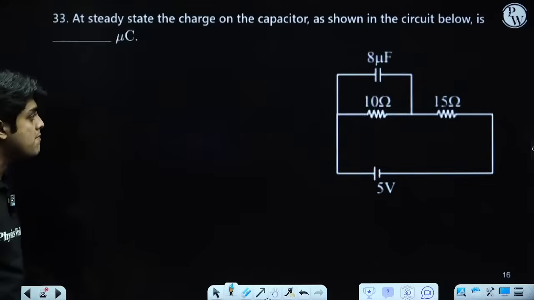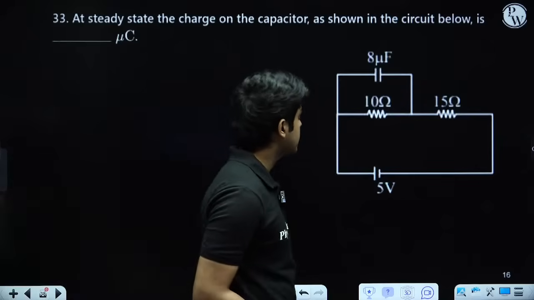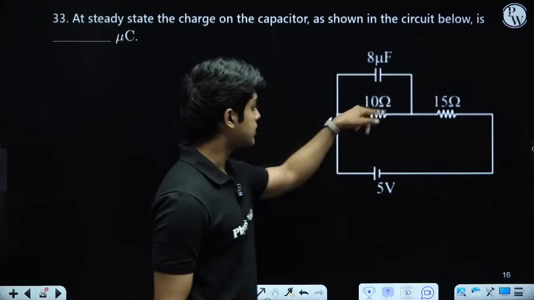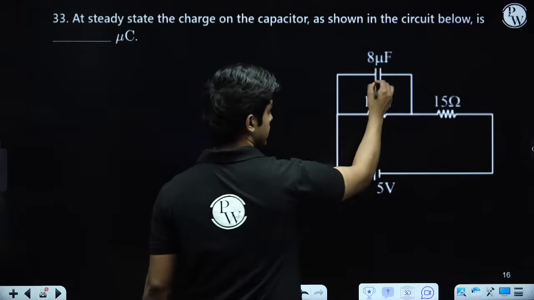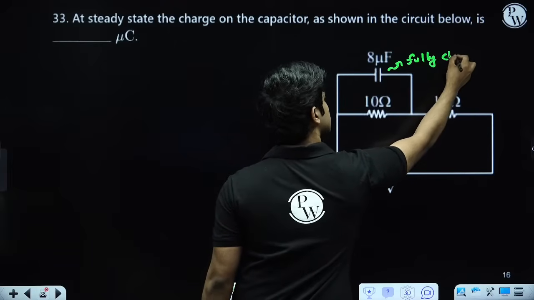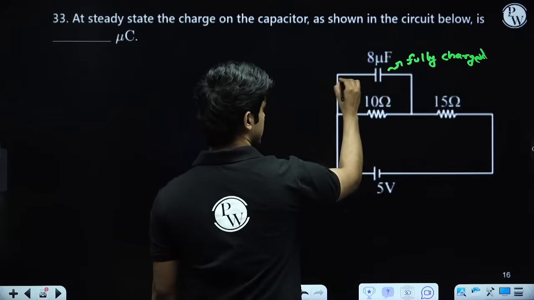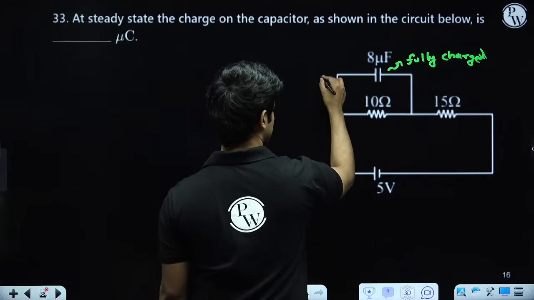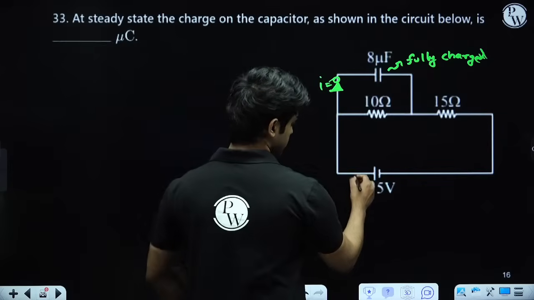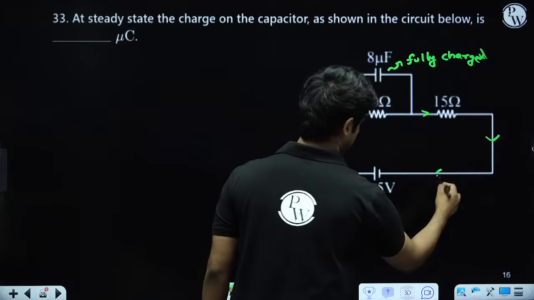Next problem. At steady state, the charge on the capacitor. So what exactly is steady state? We have an RC circuit here. The steady state is when this capacitor is fully charged. Once the capacitor is fully charged, there won't be any current coming into this branch to charge up the capacitor. Which means the current leaving the battery will just follow this path and then come back.